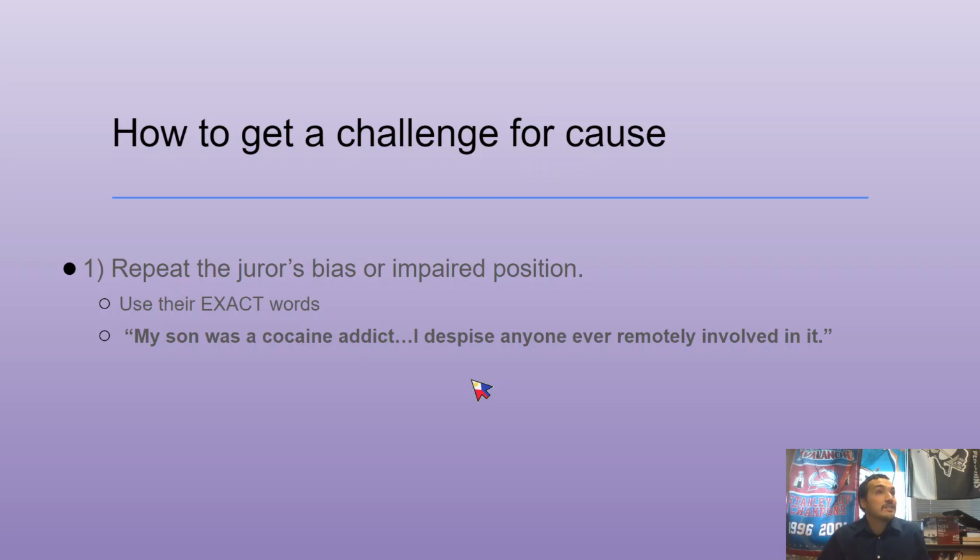So let's practice it. You could follow along and do it yourself, but just know that you are responsible for doing this because you got in trouble. How to get a challenge for cause: the very first thing you would do is repeat the juror's bias or impaired position.